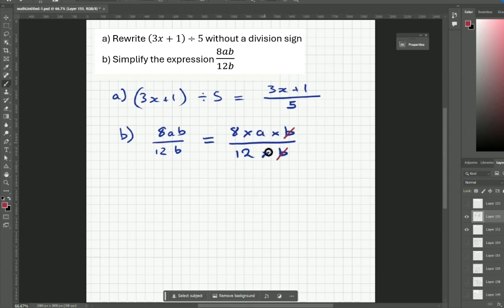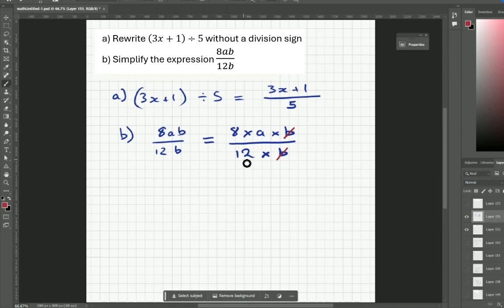We can't get rid of the a. There is no a on the bottom term, on the denominator, so we can't do anything about the a. But is there a common factor between 8 and 12? Yeah, there is. It's 4.